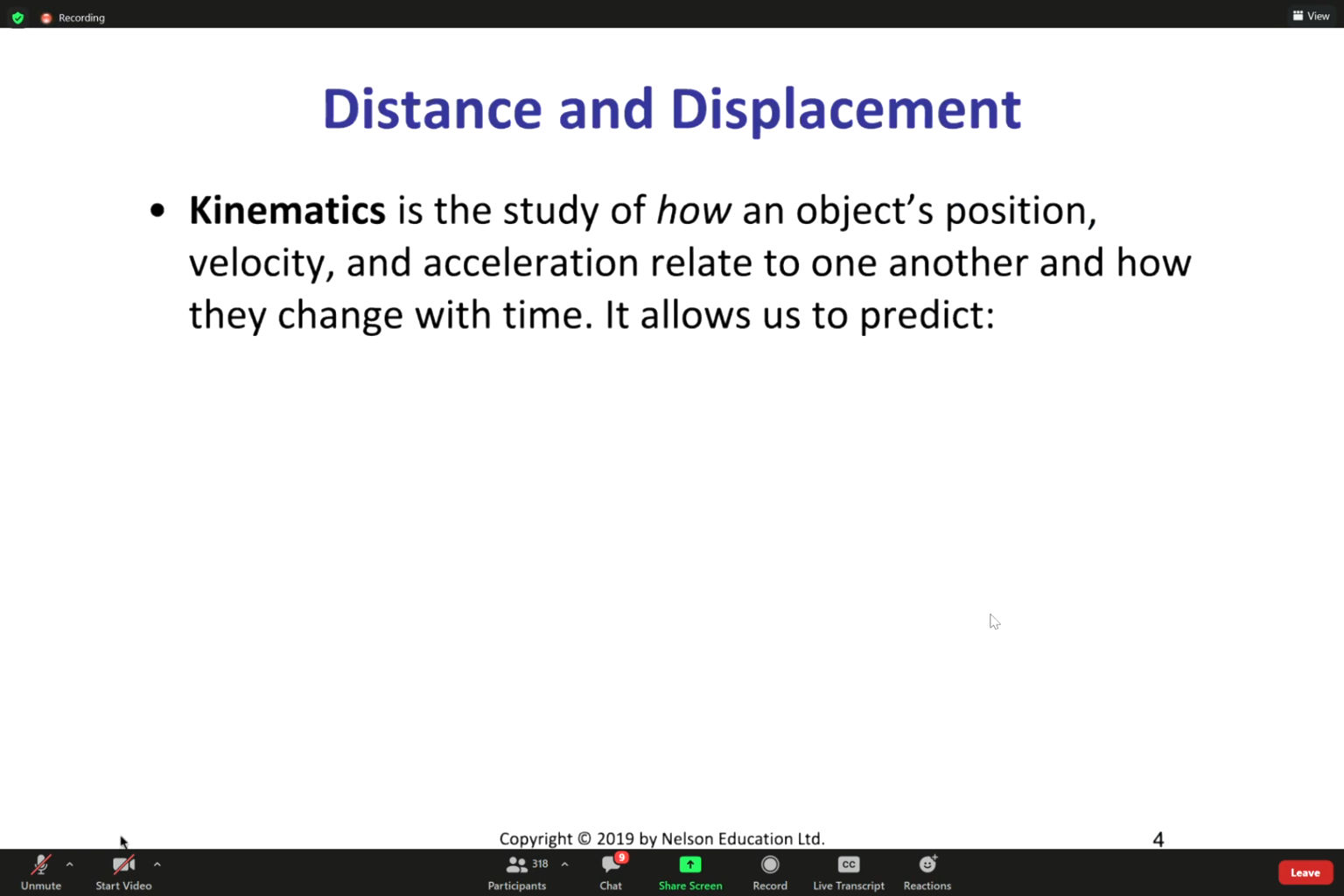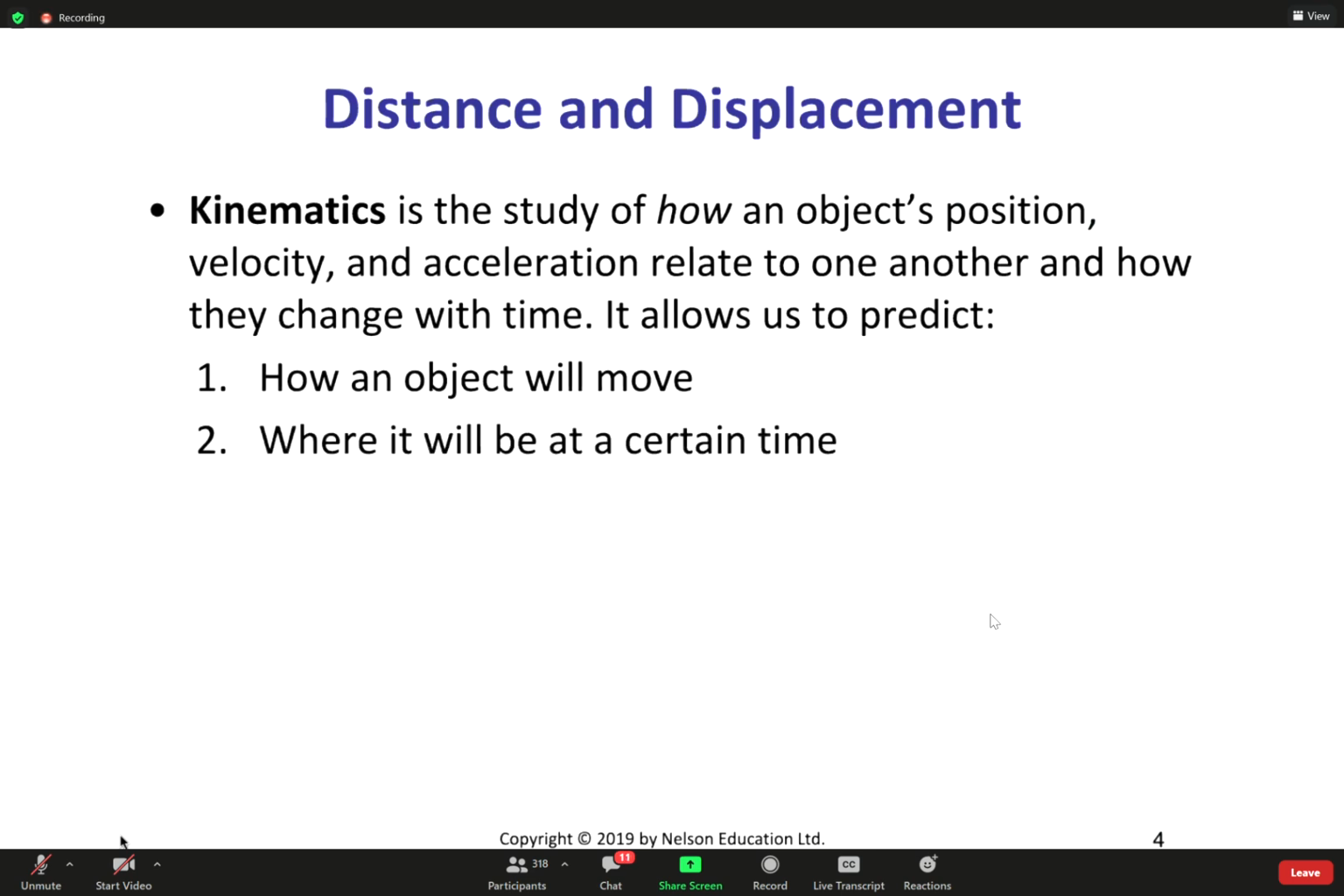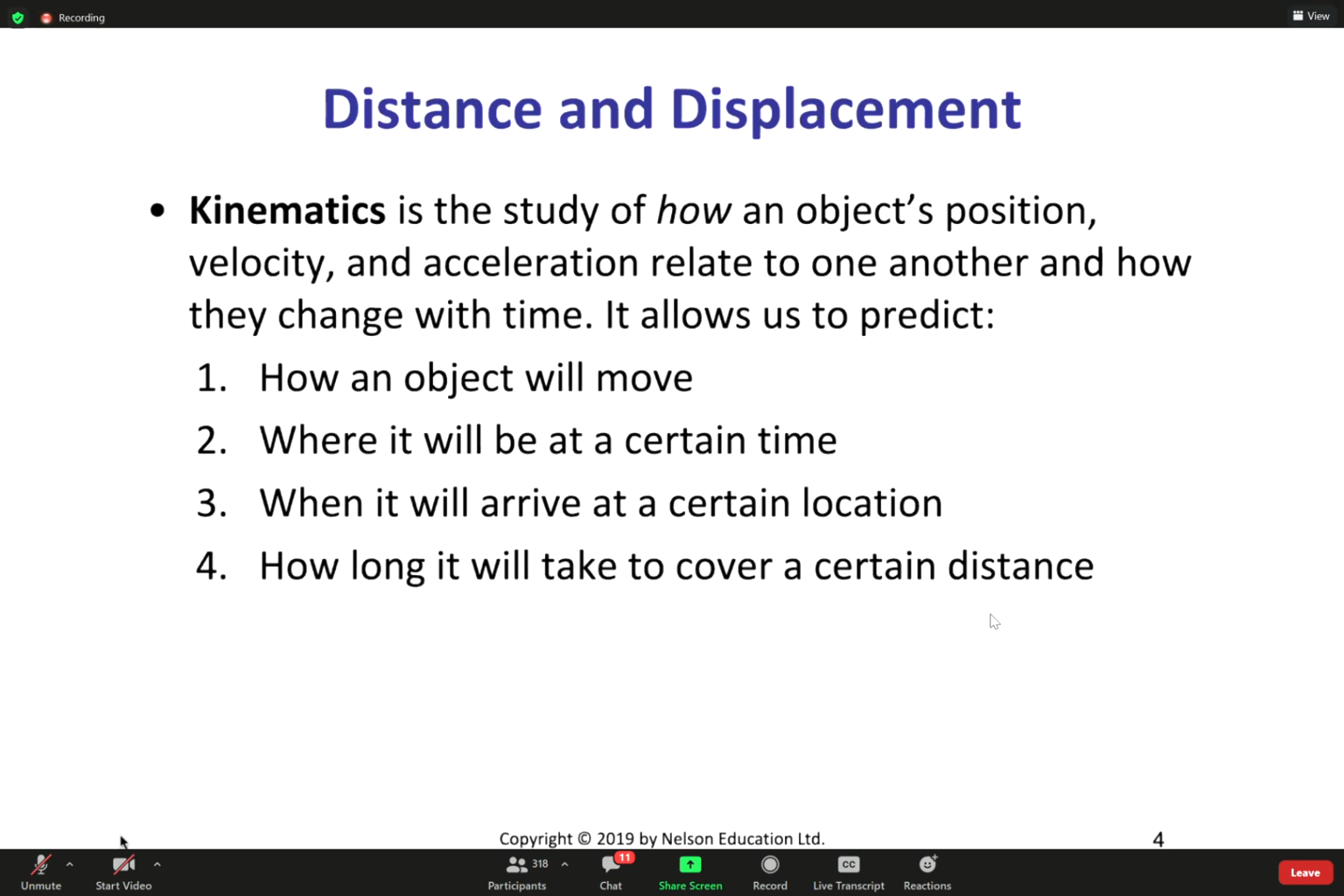Kinematics is where you look at how to relate the position, velocity, and acceleration to each other. And this allows us to predict how an object will move, where it will be at a certain time, when it will arrive at a certain location, and how long it will take to cover a certain distance. This is why, if you're walking along and your friend texts you and says, how long are you going to take to be here? You say, well, it will take me another 30 minutes, because you know how fast you're walking, so you can figure out how long it will take, because you also know the distance to your friend's location.